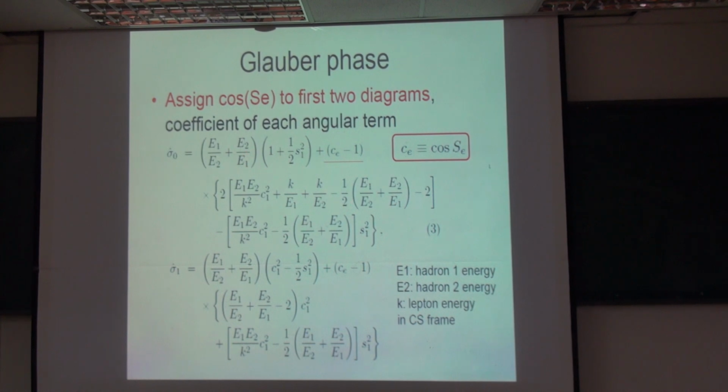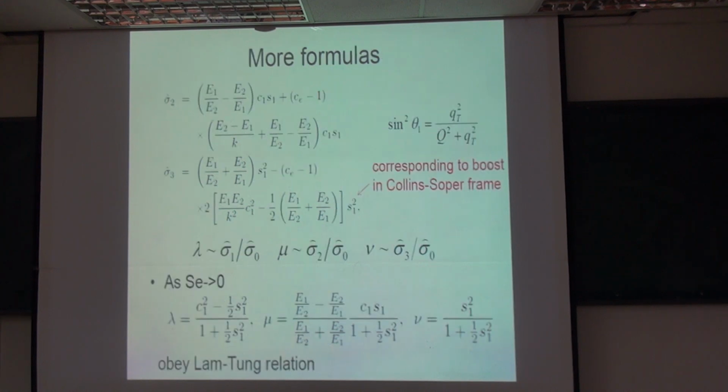Okay, so we can calculate the four coefficients associated with the angular distribution. So sigma 0, sigma 1, sigma 2, sigma 3. And as I said, theta 1 is the angle between beam 1 and the z axis, which is proportional to the boost of the Collins-Soper frame. So it's proportional to QT squared. Yeah. So you can check that when S E equals 0, lambda, mu, nu have this expression, and they obey the Lam-Tung relation. Okay. So we have only one free parameter, which is the Glauber phase.